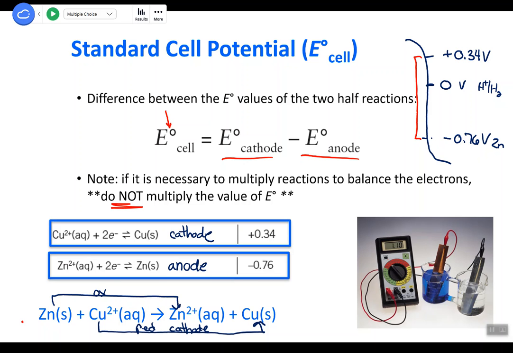So when we come back next week, we're going to analyze these half cell potentials, solve cell potentials, and under non-standard conditions.